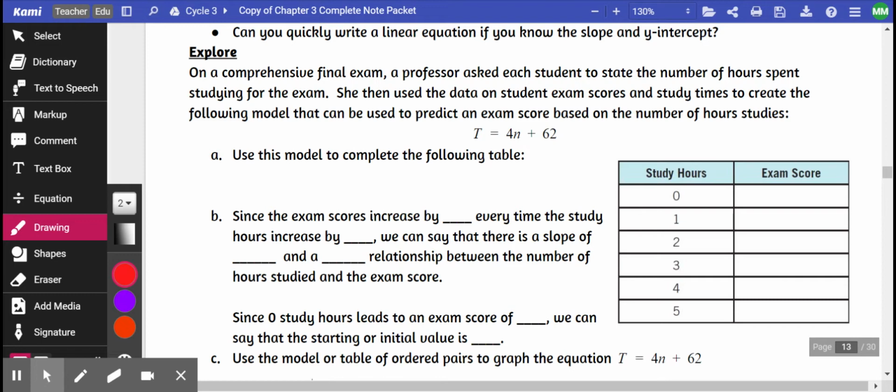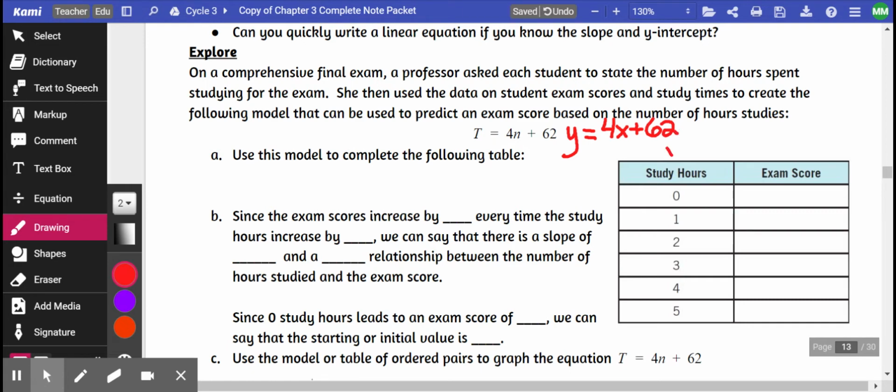She then used the data on student exam scores and study times to create the following model that can be used to predict an exam score based on the number of hours studied. So we have T equals 4N plus 62. And you can also think of this as Y equals 4X plus 62. So it's similar to that.